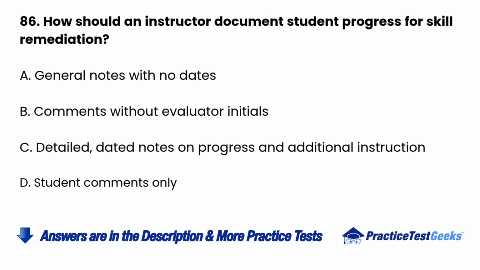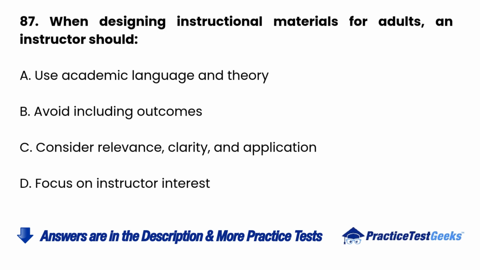86. How should an instructor document student progress for skill remediation? A. General notes with no dates. B. Comments without evaluator initials. C. Detailed, dated notes on progress and additional instruction. D. Student comments only.